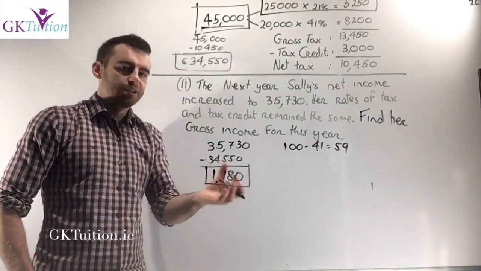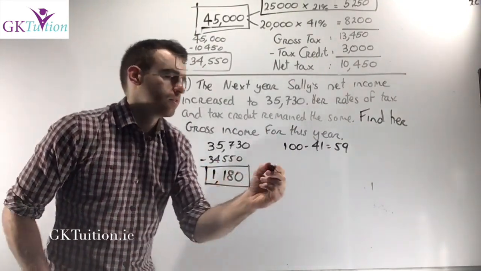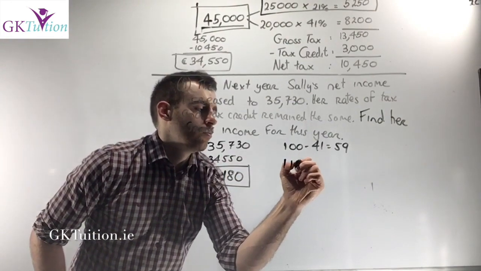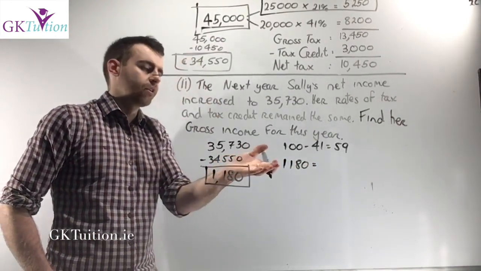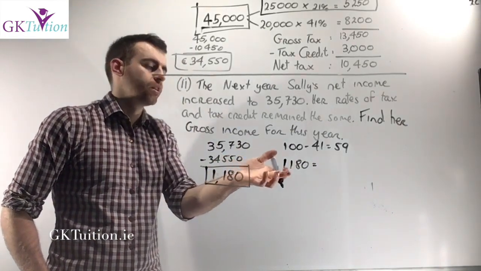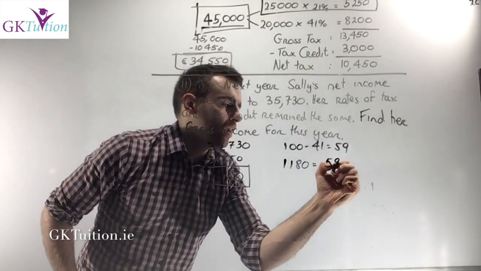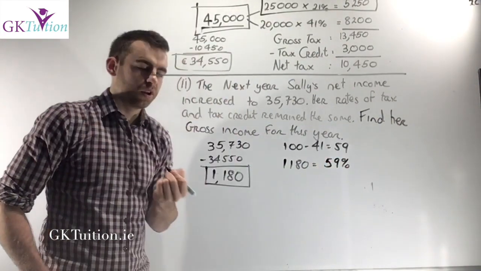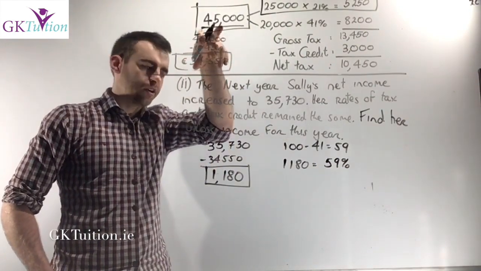41% of it went to the government and she got 59% of it. And I know that this is the amount of extra money she's got. So I'm going to do this one the same way as we did percentages at the start of class. The increase in her net income was 1,180 euro, and that is equivalent to 59% of the total increase in her gross income, the amount that this figure actually increased by.